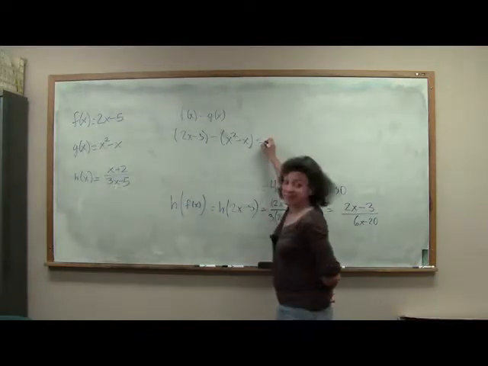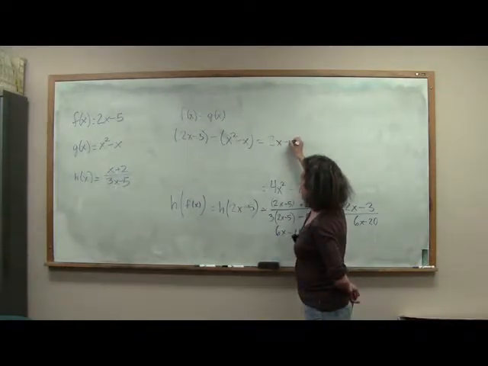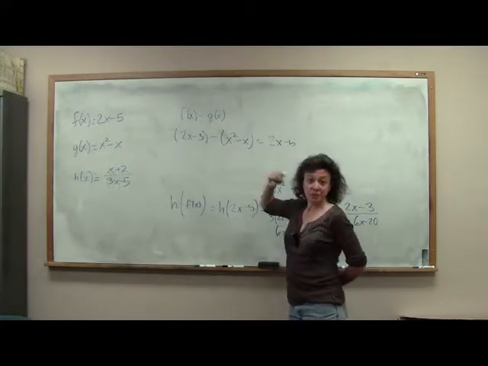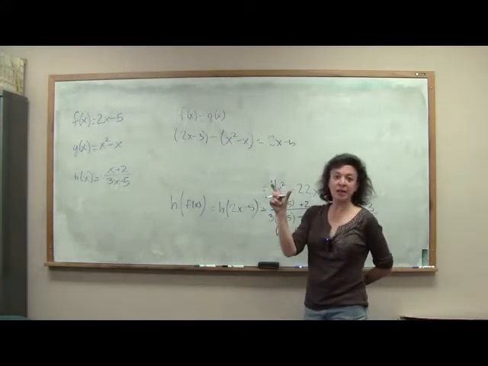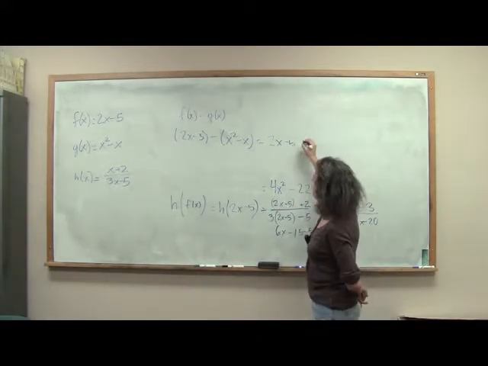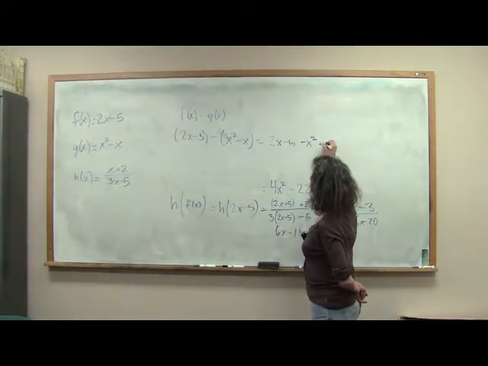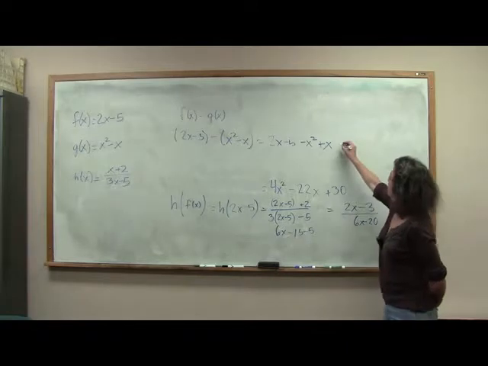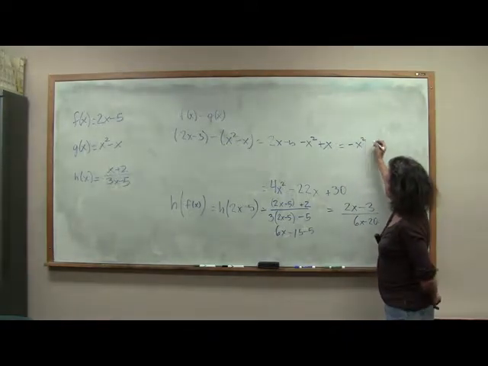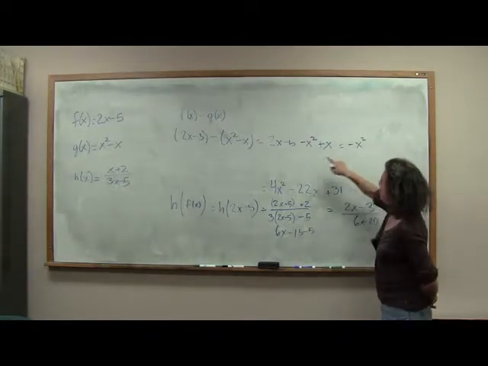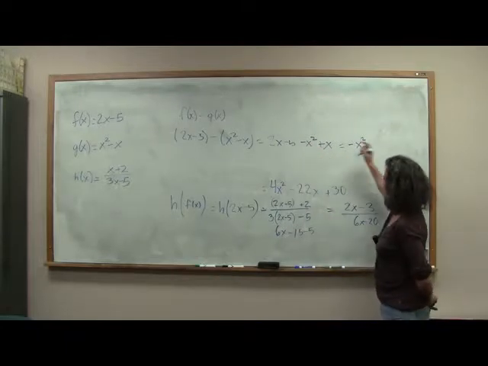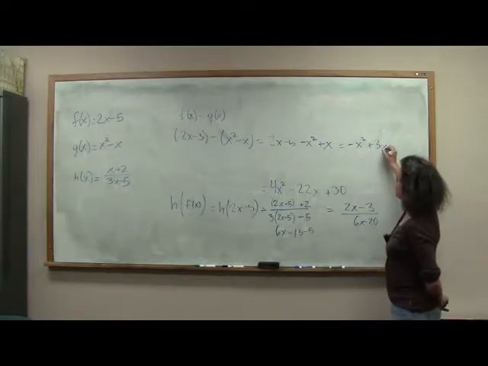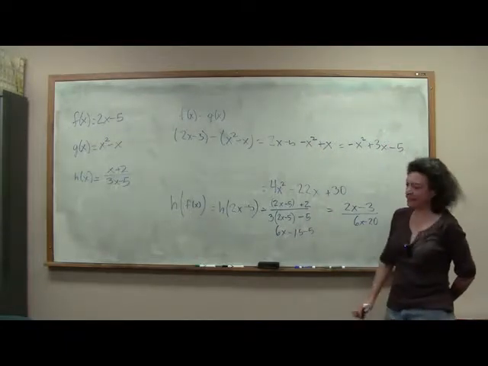Why are parentheses so crucial? Well, in the first term they're really not, but in the second term they are, because you have to remember you're subtracting that entire quantity, so you need to distribute your negative sign throughout your parentheses. So if I combine like terms and write these in descending order, I have a negative x squared, 2x plus 1x is 3x, and then minus 5.